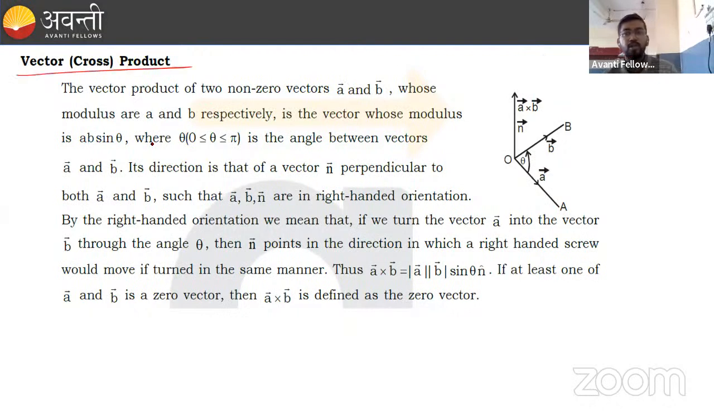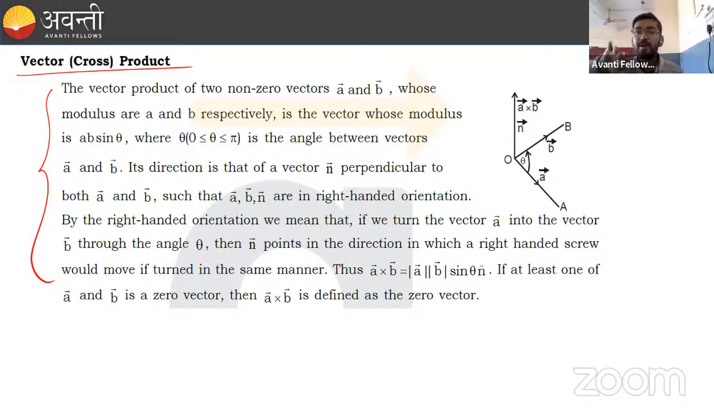Vector or cross product. Let's not read all this and just understand what the cross product is. In the cross product you multiply the direction as well. To multiply the direction you use the right hand thumb rule, the right hand orientation. If you are multiplying A bar cross B bar, you move from A bar and go to B bar, and the thumb is pointing upwards, right? This will be the direction of the resultant vector when you do the cross product of two vectors A bar and B bar, right?